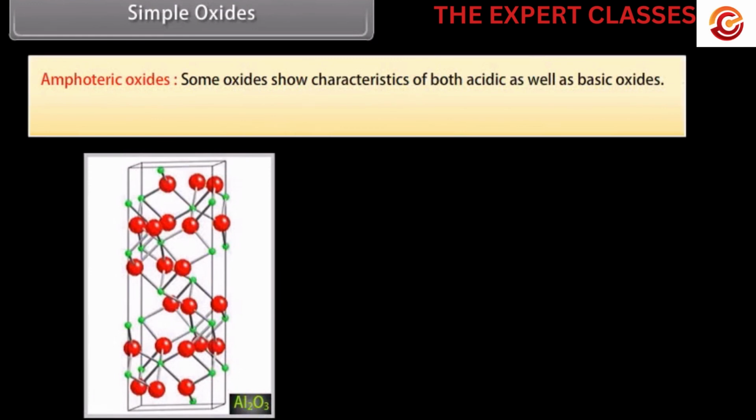Amphoteric oxides. Some oxides show characteristics of both acidic as well as basic oxides.